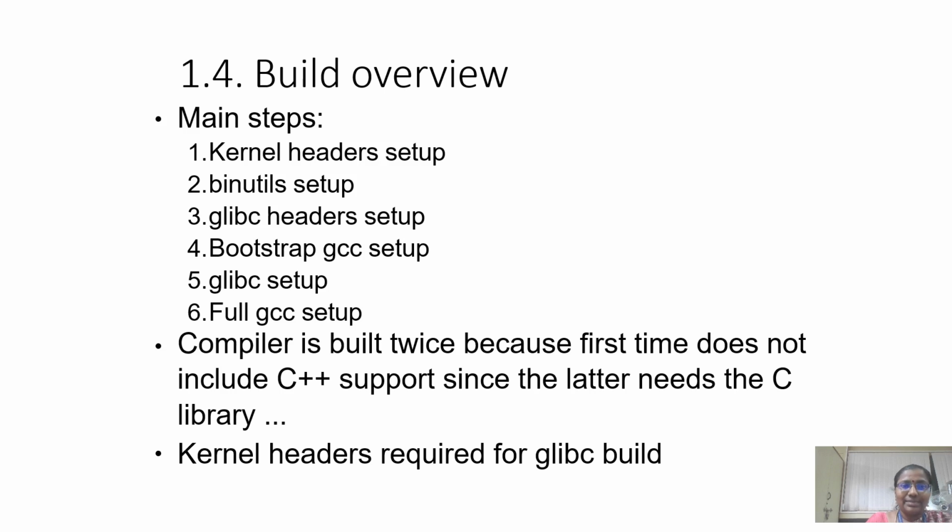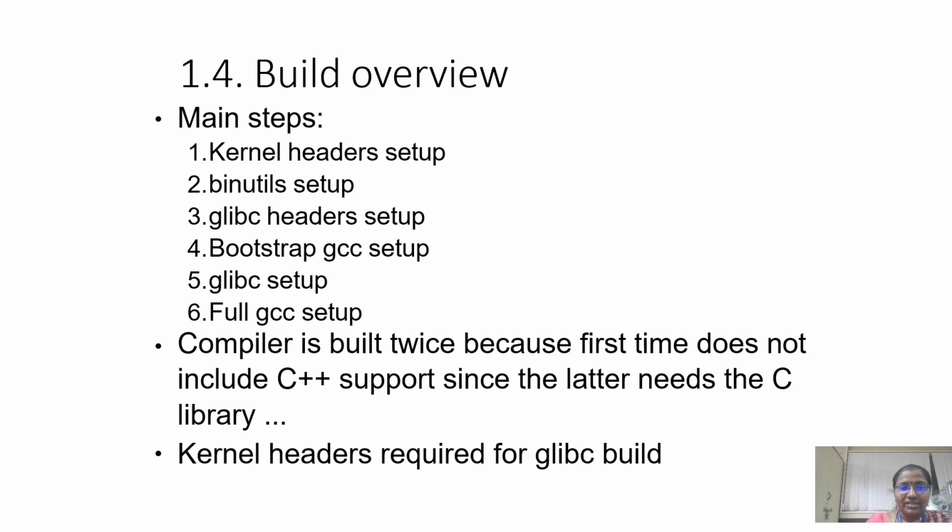And what are the steps in the GNU build overview? The main steps are the GNU tool installation. For any project, what are the main steps you have to install from the kernel tree? They are kernel header setup, binary utility setup, C library header setup, bootstrap compiler setup, C++ library file setup, and full GCC setup.